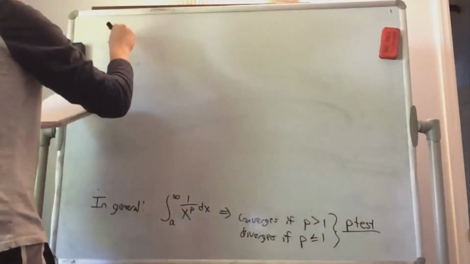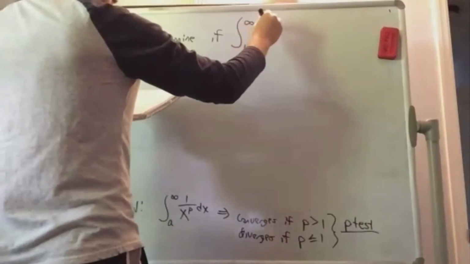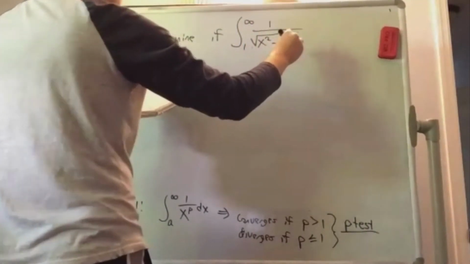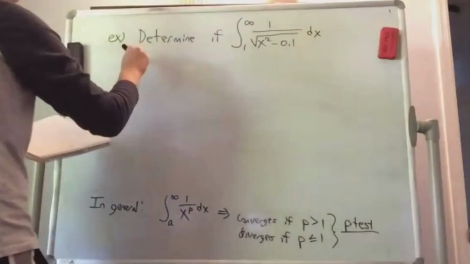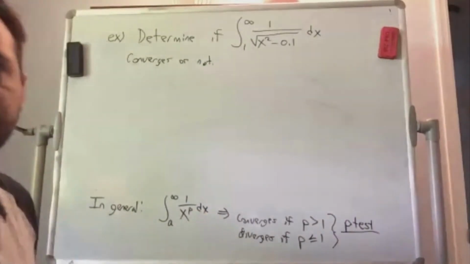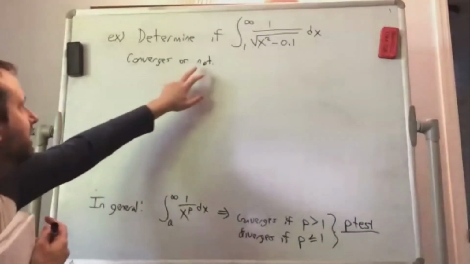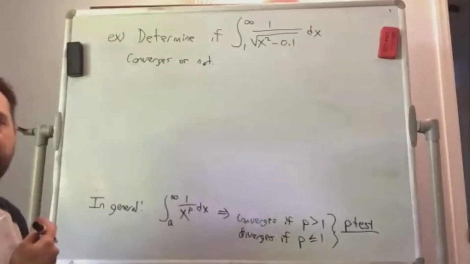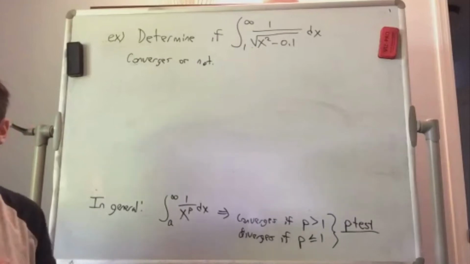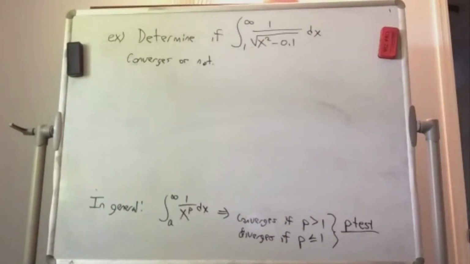Okay, so determine if this integral from 1 to infinity of 1 over root x squared minus 0.1 dx converges or not. Again, the wording of this question implies that I don't actually have to evaluate the integral and find the real answer. I'm just interested in, does it converge or not? And for many mathematical applications, that's really all you need.